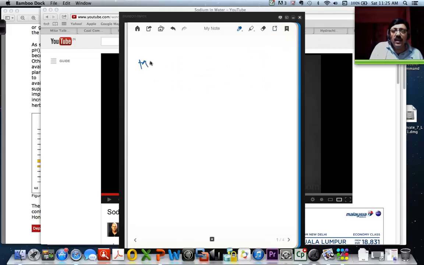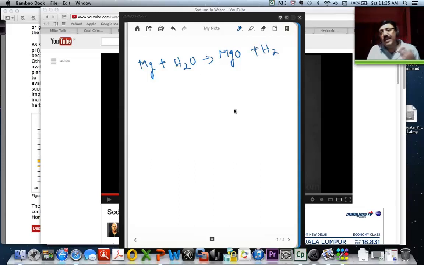Magnesium is reacting with water to produce magnesium oxide and hydrogen, right? Magnesium oxide and hydrogen. And in fact, magnesium oxide, when it gets into water, will behave as a base. All right, so this is already balanced, magnesium oxide and water. So there's another reaction where you can see that oxide is produced when the magnesium reacts.